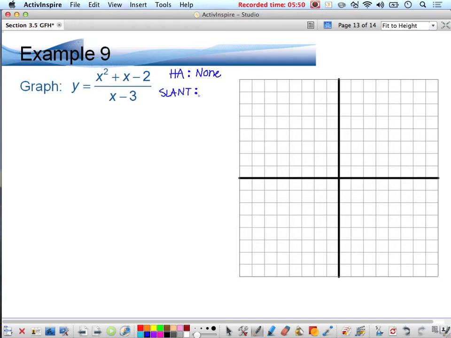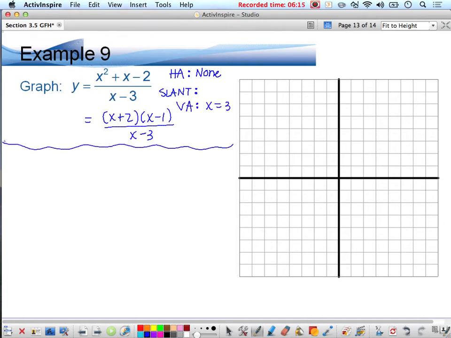To find the vertical asymptote, does that thing factor? Yes, it factors into x plus 2 and x minus 1 over x minus 3. Unfortunately, nothing cancels. So x equals 3 is a vertical asymptote. Okay, so now I need to find the slant asymptote. The slant asymptote is found before you factor. And I'm going to divide x squared plus x minus 2 by x minus 3.